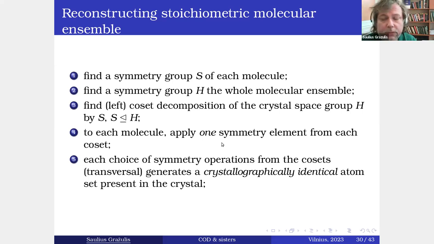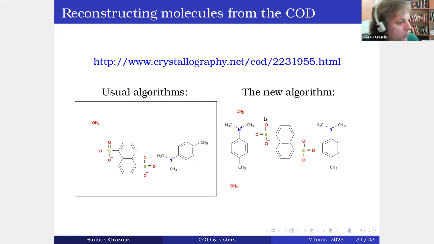Which symmetry element we choose from a coset, in this case, it doesn't matter, because each of them will generate a symmetry equivalent molecule, which is as good in the crystal as any other. So we can choose whatever we want, maybe using different considerations, such as proximity to our molecular ensemble. And if we do that, the algorithm works.